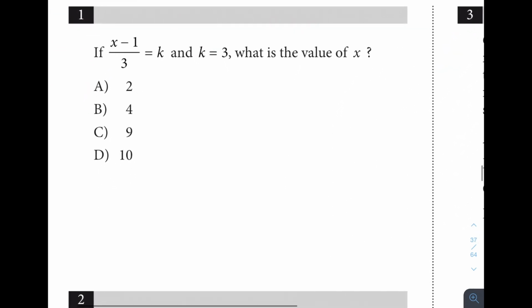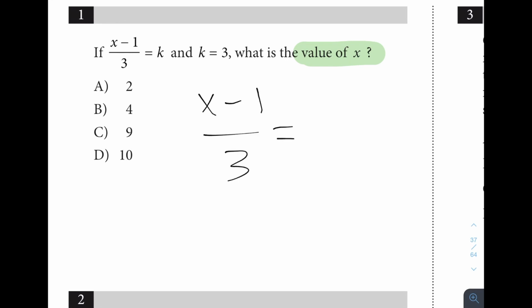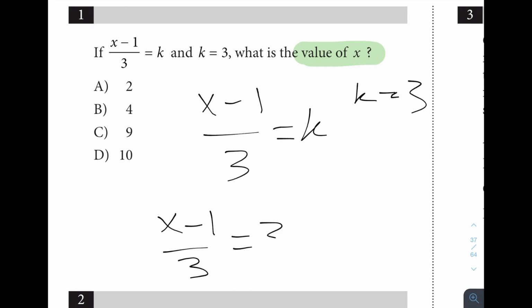Okay, so on this question, it says, if (x minus 1) over 3 equals k, and k equals 3, what is the value of x? So make sure we remember that it's asking what is x. Here, (x minus 1) over 3 equals k. And it says k equals 3, so we can plug that in. And then we have to isolate x.